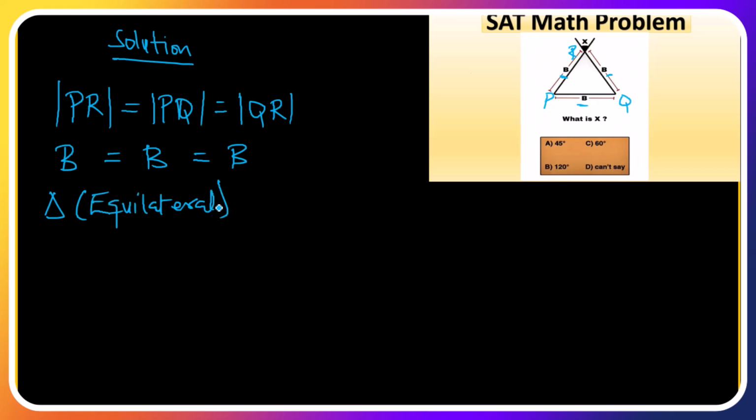For equilateral triangles, the angles are also equal. So how do we calculate the angles? Angle PQR is equal to angle QRP, which is equal to angle RPQ. Let's label the angles Y. So the angles here are Y.